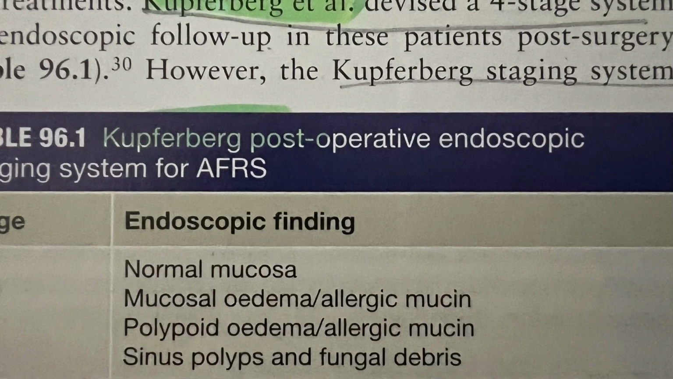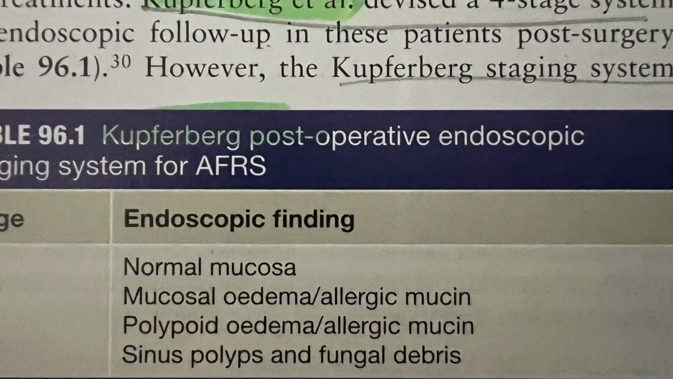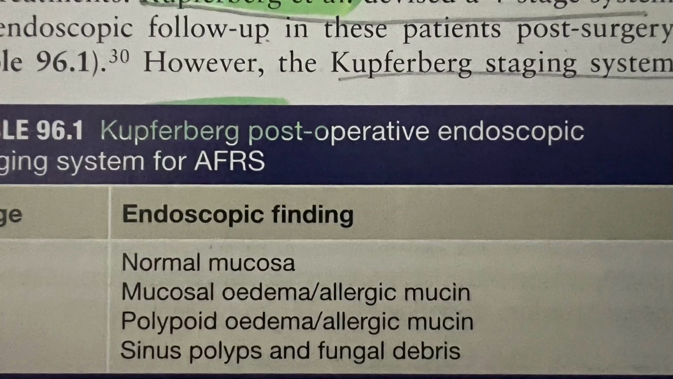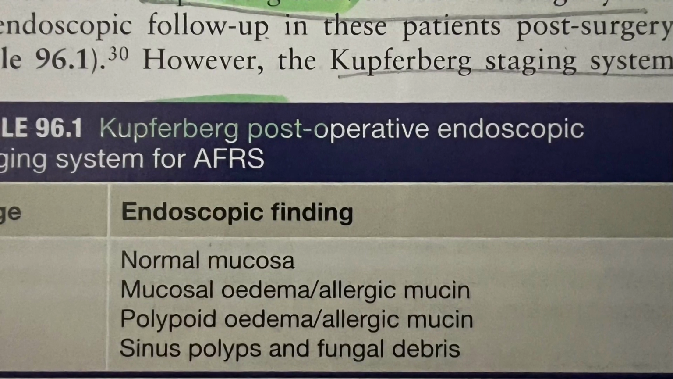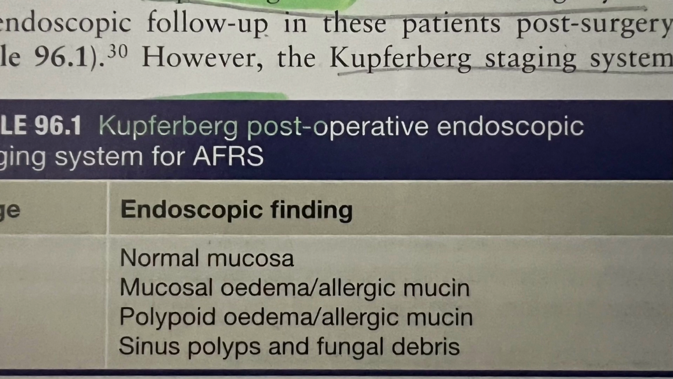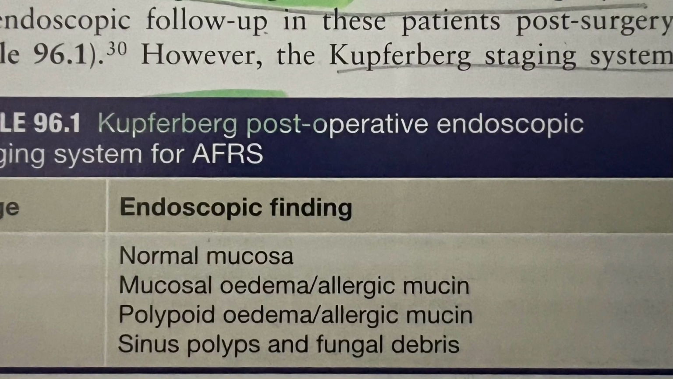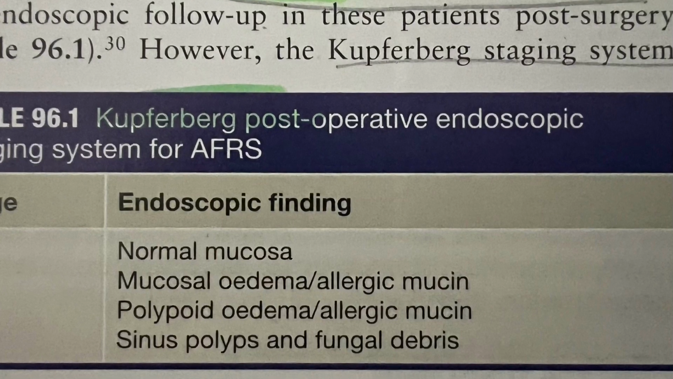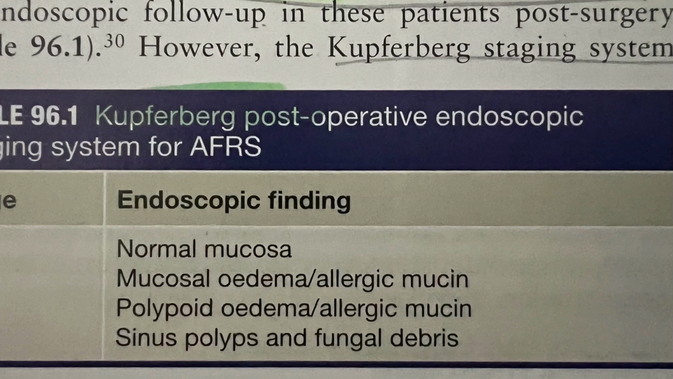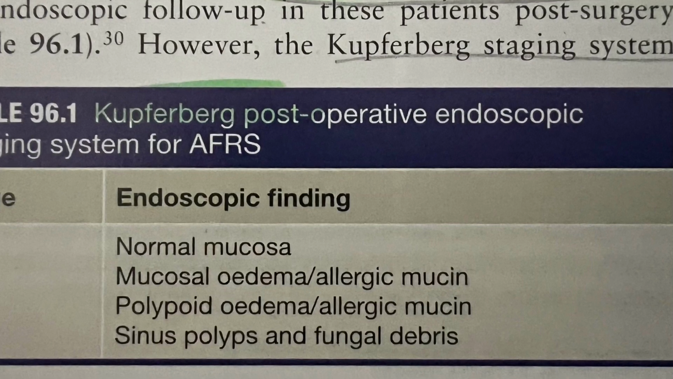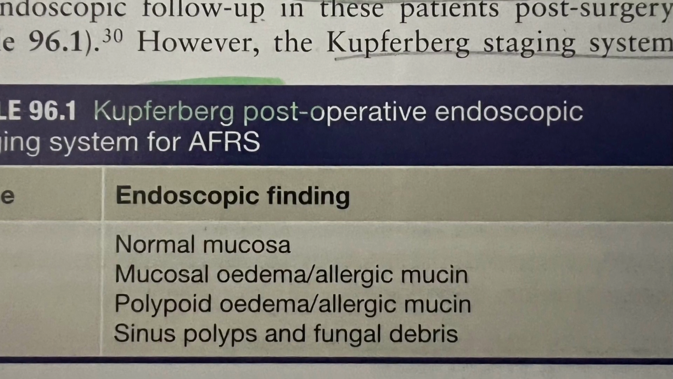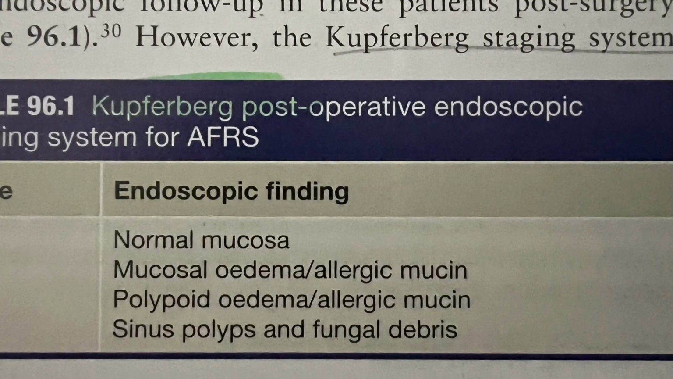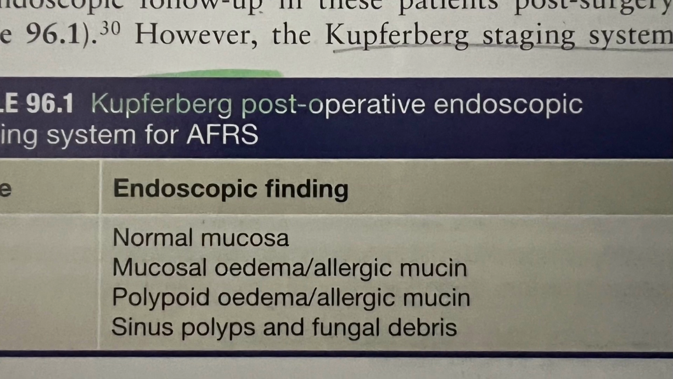Kupferberg et al. devised a four-stage staging for the endoscopic follow-up in these patients post-surgery. Stage 1 is normal mucosa. Stage 2 is mucosal edema or allergic mucin on endoscopy. Stage 3 is polypoid edema or allergic mucin. And stage 4 is frank polyp or fungal debris present. But this staging lacks sensitivity, often resulting in patients remaining in the same endoscopic stage despite having improved symptoms. And endoscopically there is no grading of staging.